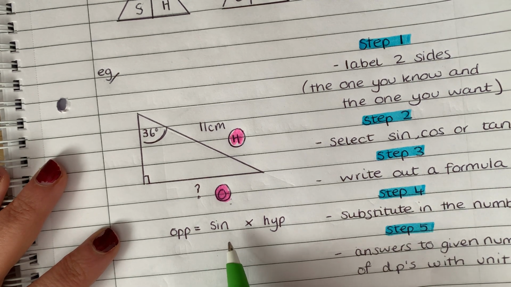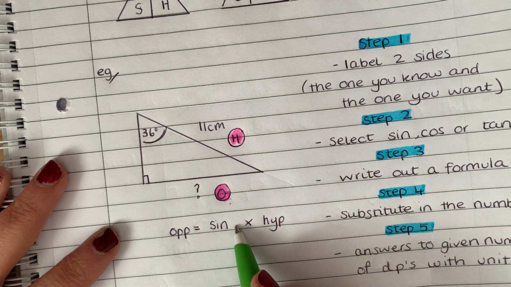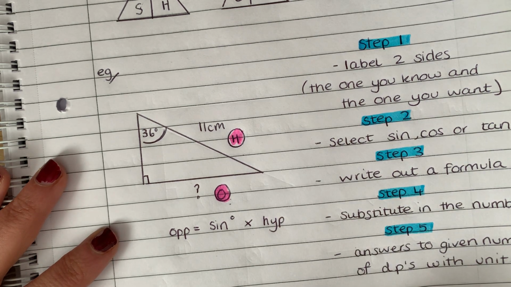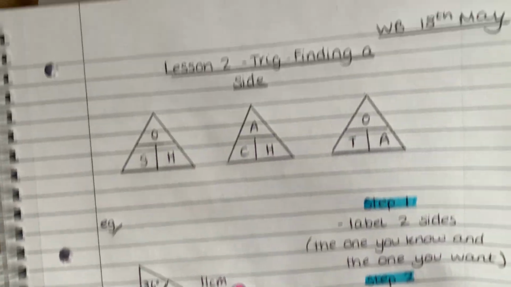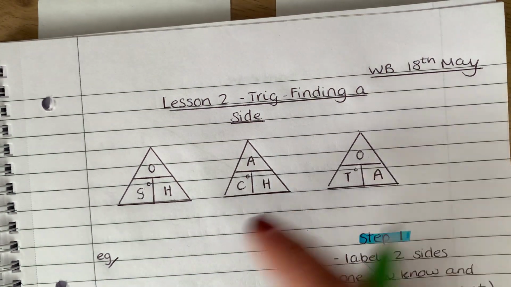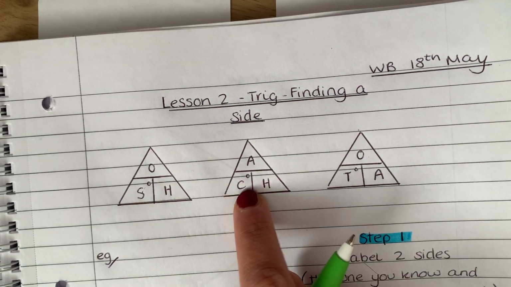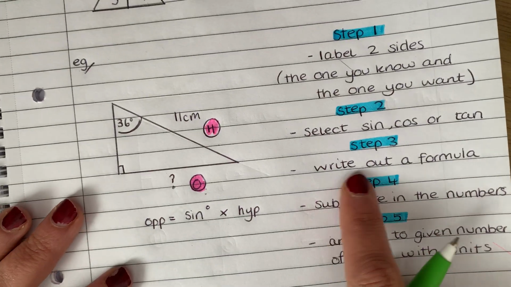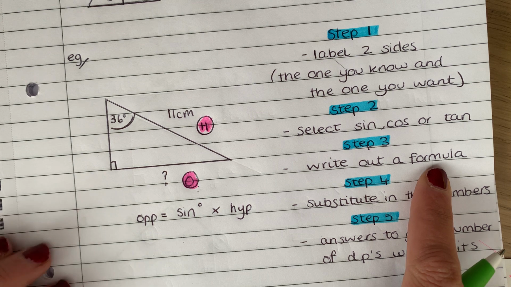Now, it's always the sine and whatever the angle is, okay? So maybe put the little angle in there. That would be important if you just put those in there, because that means sine angle, cos angle, tan angle. Right, so step 3, we've written out our formula.